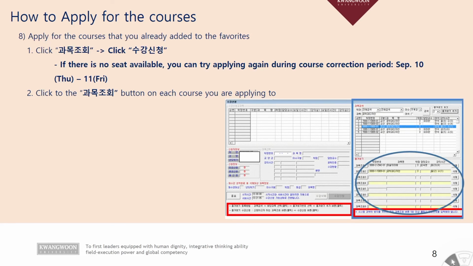If you already added the courses you want to take into your favorites, then you have to register for the courses. In order to do that, you have to click Kwamoktoe. The information about the course will be seen on the left side of the program, and then after that you can click Sugang Sinchong, that means to register for a course. And you have to do that for each course on the favorites list.